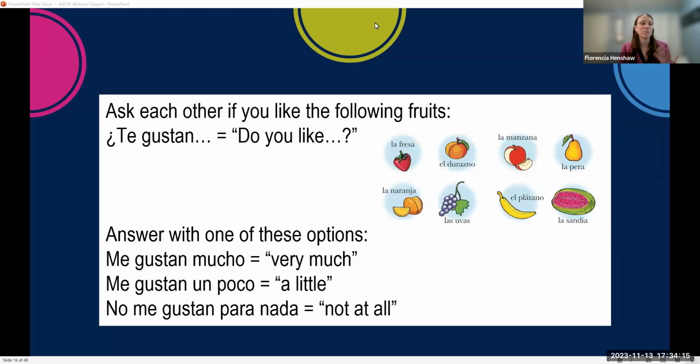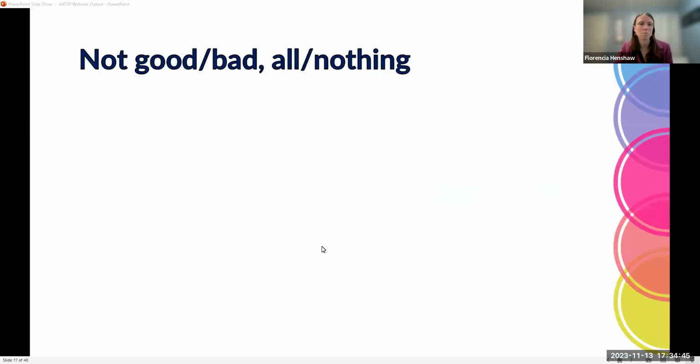The other thing that we could critique from this particular activity is that it doesn't seem to have a purpose, right? Why are they asking each other if they like those fruits? What are they doing with that information? It's not clear what anyone is doing with this information. So that's the other thing that I would revise from this activity, whether it is input or output. I need to give the students a purpose for needing this information.